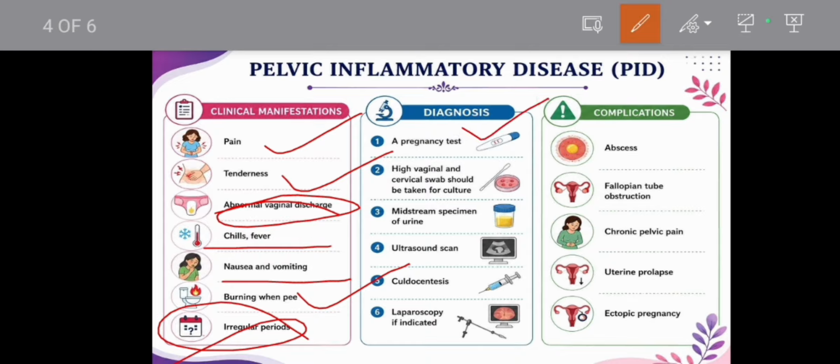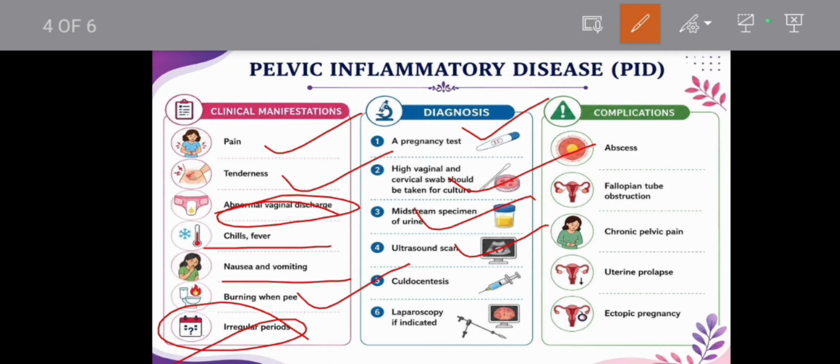Then, how can we diagnose pelvic inflammatory disease? A pregnancy test can be done to rule out pregnancy, a high vaginal cervical swab can be taken to check for the presence of microorganisms, and urine analysis can be done.